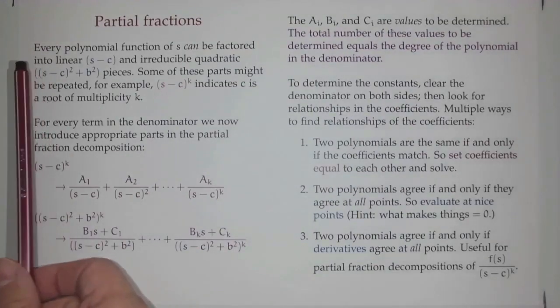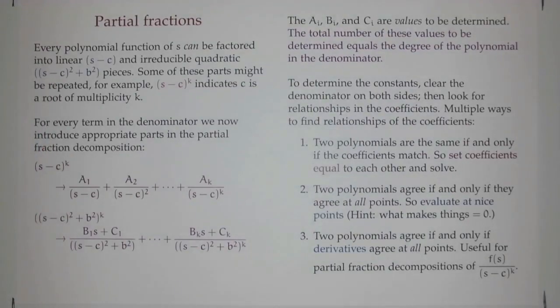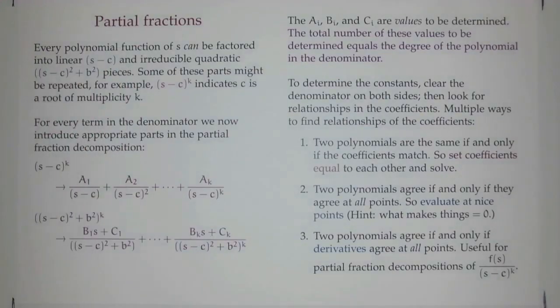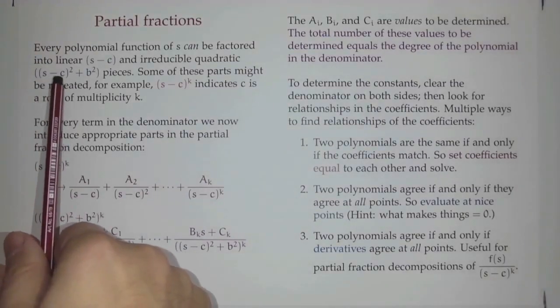Well, it starts with a nice observation. It says every polynomial, and here we're going to think of s as the variable, because that's what we see in Laplace transforms, you can factor it. So we're thinking in particular, when we talk about our polynomials, these are our polynomials in the downstairs part, the denominator. We factor it, and the pieces will look like s minus a number, or they'll look like s minus a number squared plus b squared.